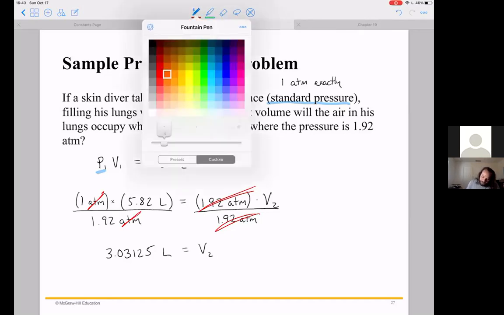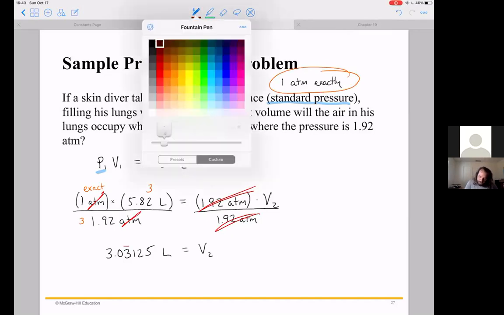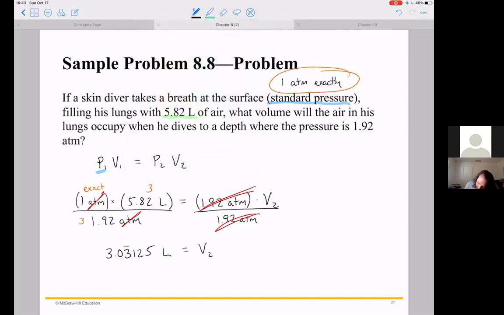And now when I pay attention to sig figs, this 1 atm, as written, looks like it has 1 sig fig, but remember that we were talking about standard pressure, which is exact. So this is exact, meaning I'm going to ignore it. And this is 3 and this is 3. Your book is not very creative, and the lecture slides, at least given by the book, tend to prefer 3 sig figs. That's not always going to be the case. So 3.03 liters is the final volume.